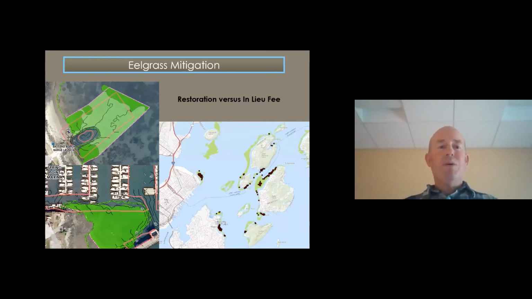Bit off topic, but I wanted to touch on this briefly because a lot of the folks who do dredging on the call run into eelgrass. This was actually a big piece of our project, a bigger piece than we expected. We had 2 dredge areas that had eelgrass impacts that totaled over an acre.